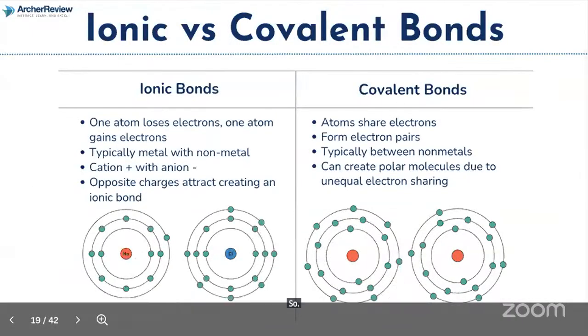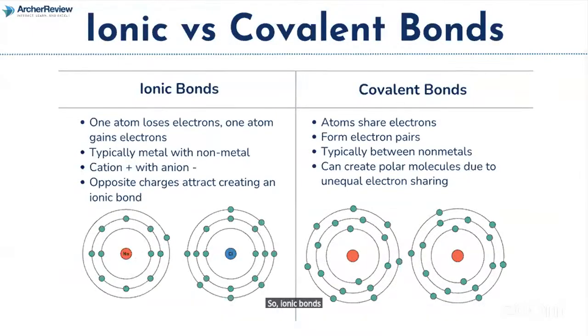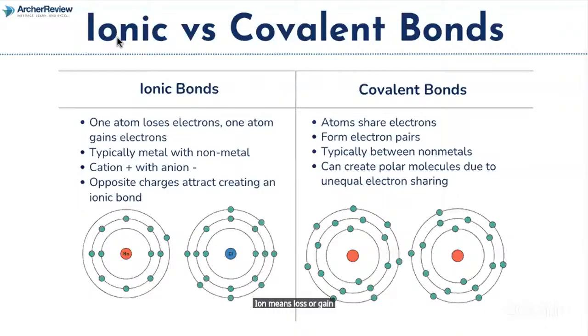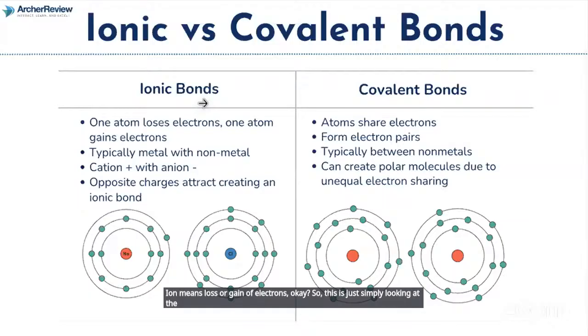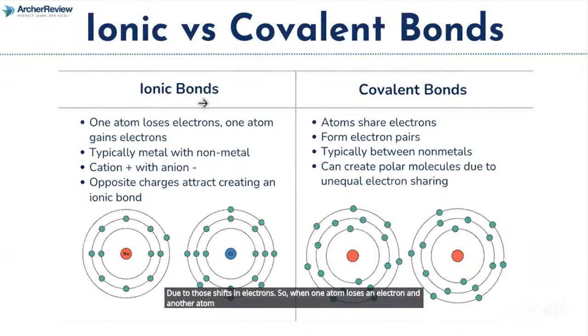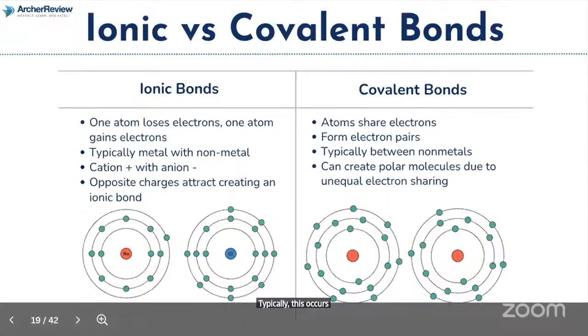So ionic bonds versus covalent bonds. Ionic, we already know that word, ion. Ion means loss or gain of electrons. So this is just simply looking at the bond that occurs due to those shifts in electrons. So when one atom loses an electron and another atom gains an electron, that is the ionic bond. Typically, this occurs between a metal and a non-metal.